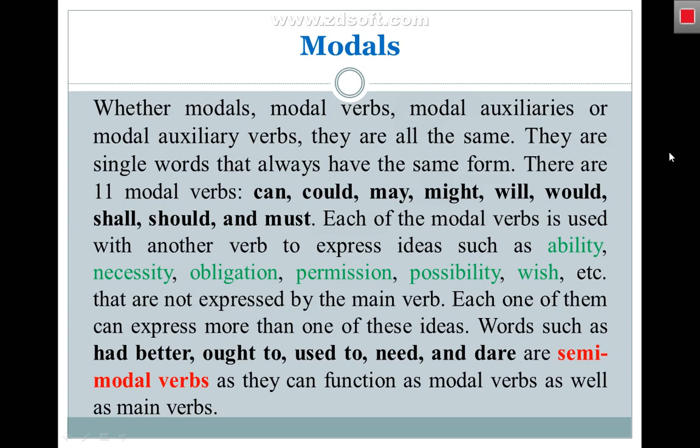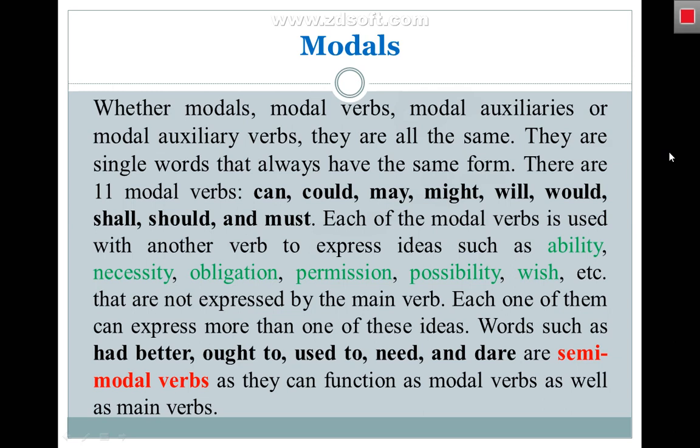By the way, just pay attention to a little pronunciation. Pay attention to the word could: L is silent. Pay attention to the word might: GH is silent. Pay attention to the word would: L is silent. Should: L is silent.